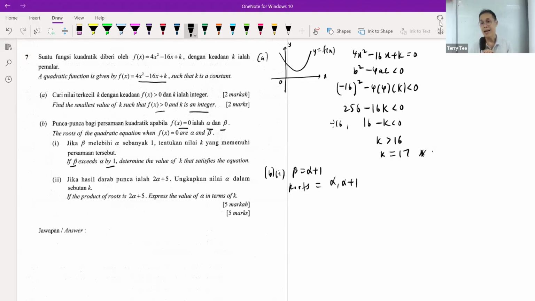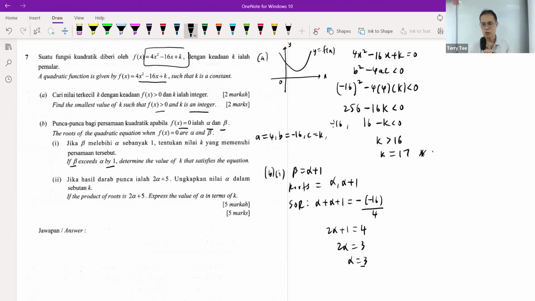Okay, so we can use the SOR POR method. Remember, sum of roots, alpha plus beta, where beta is alpha plus 1, is −b over a. Now go back to the equation. Your a is 4, b is −16, and c is k. So your b in this case is −16, your a is 4. We can add this together: 2 alpha plus 1 is now 4. 16 divided by 4 is 4. The negatives cancel each other out. 2 alpha is now 3. Alpha is 3 over 2.